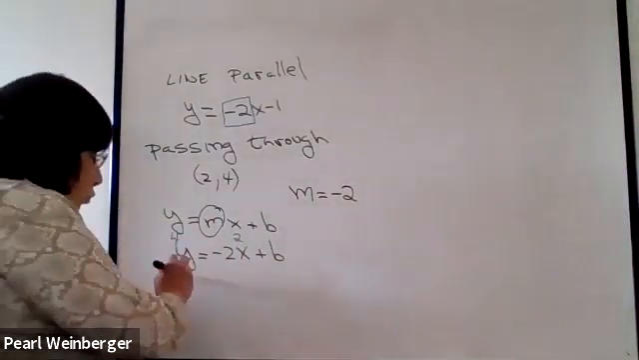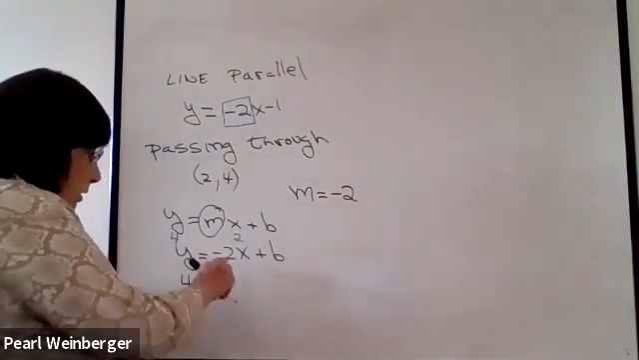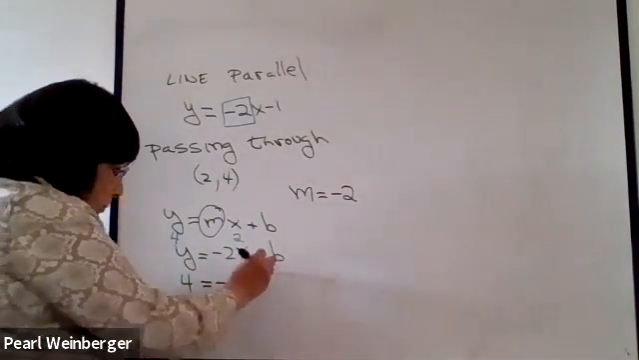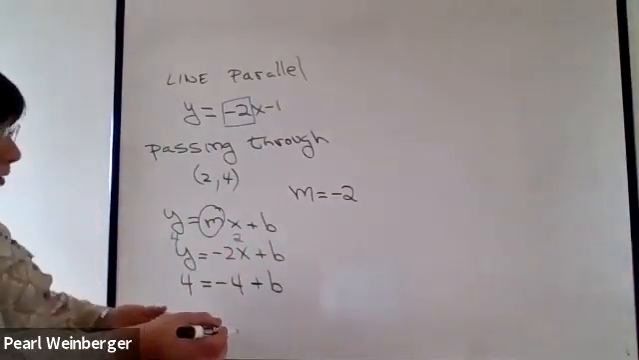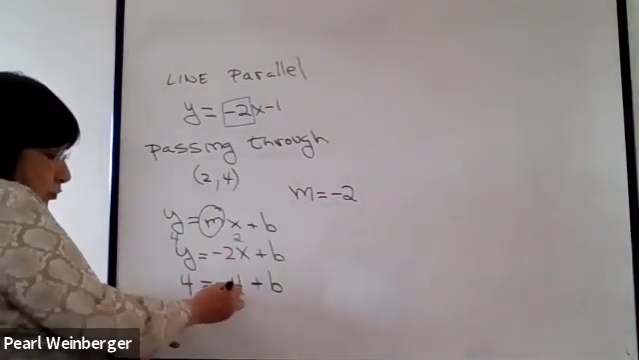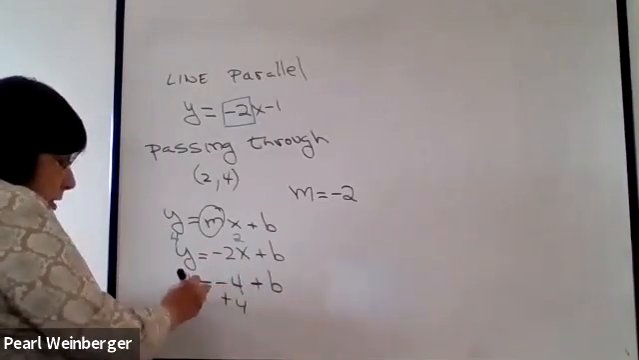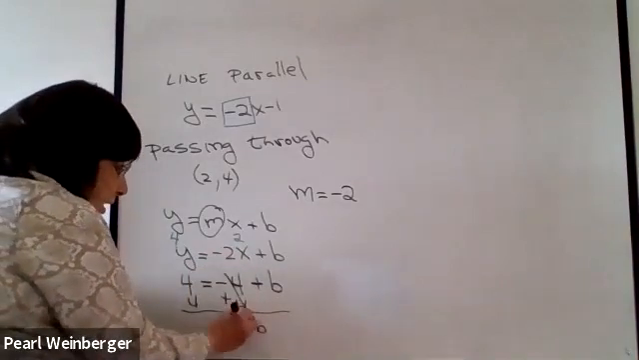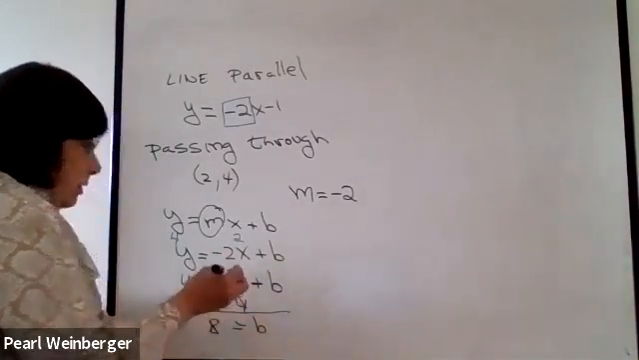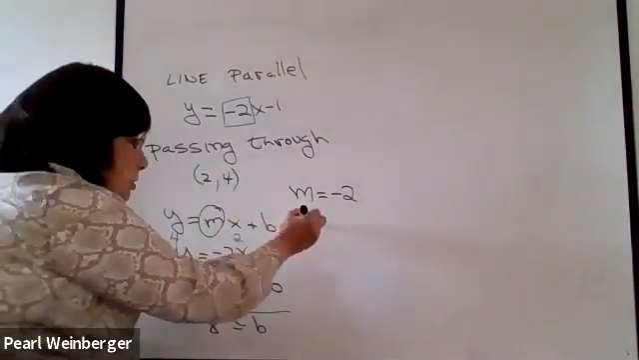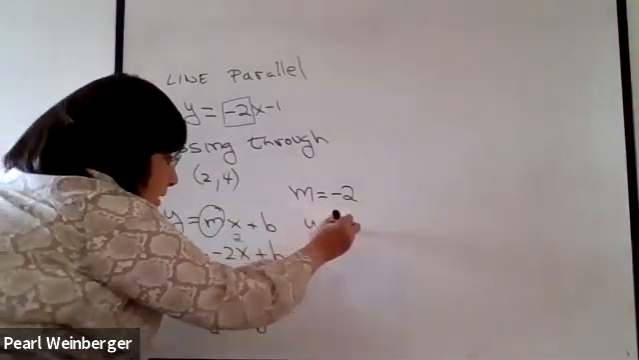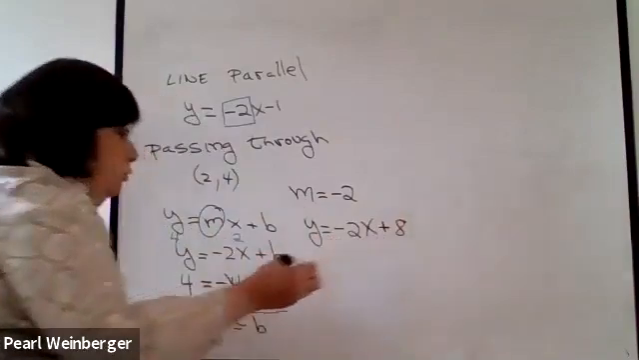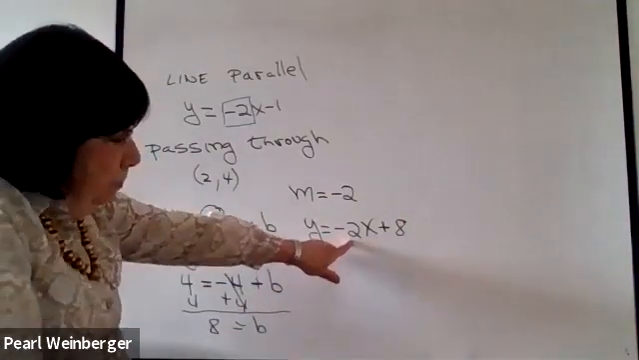So this is 4 equals -2 times 2, which is -4, plus b. I don't know what the b is. That's what I'm trying to figure out. But all I have to do is bring this 4 to the other side, which will give me that b equals 8. So my new equation is y equals -2x plus 8.